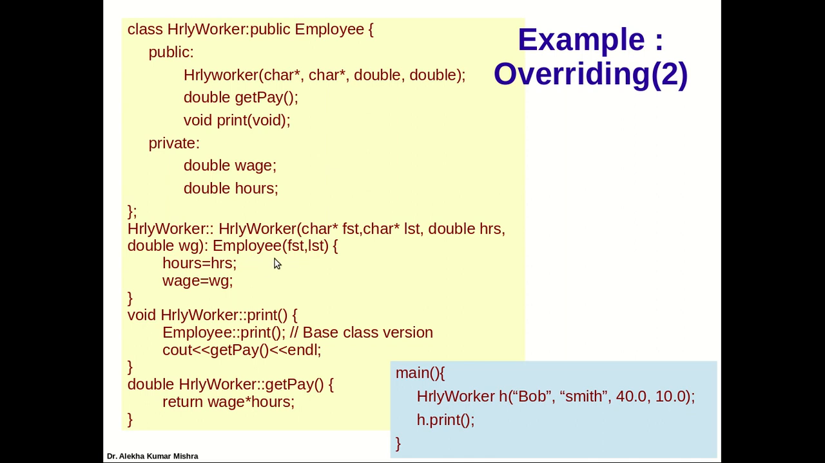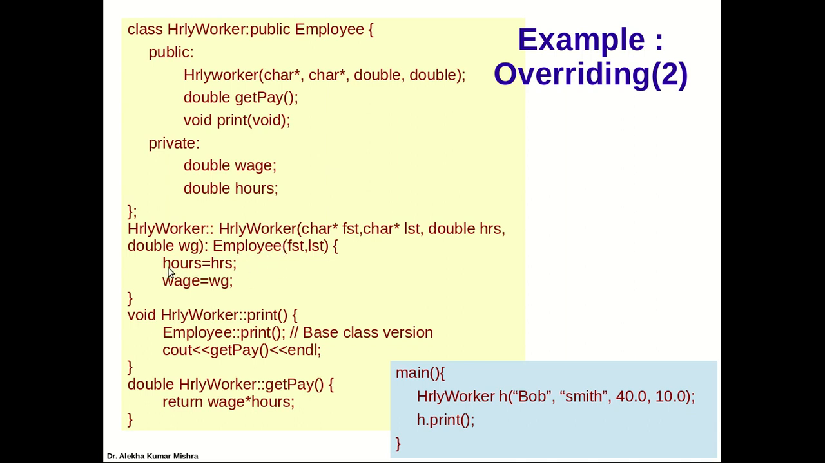Okay, so it calls the employee parameter constructor explicitly, and passes these two to update the data members of the employee class, that is first name, last name. So first name, last name of the hourly worker is updated here. Don't think that it is going to create an object of that. So here it is calling the parameter constructor of the base class for the hourly worker.